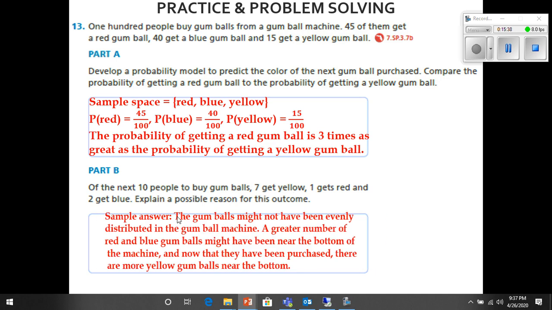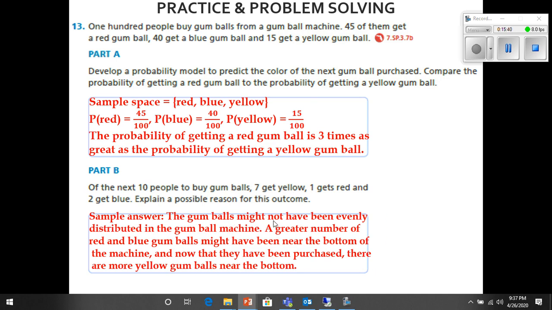Well, it's very easy. The gumballs might not have been evenly distributed in the gumball machine. A great number of red and blue gumballs might have been near the bottom of the machine, and now that they have been purchased, there are more yellow gumballs near the bottom, right? So that's one possible answer.